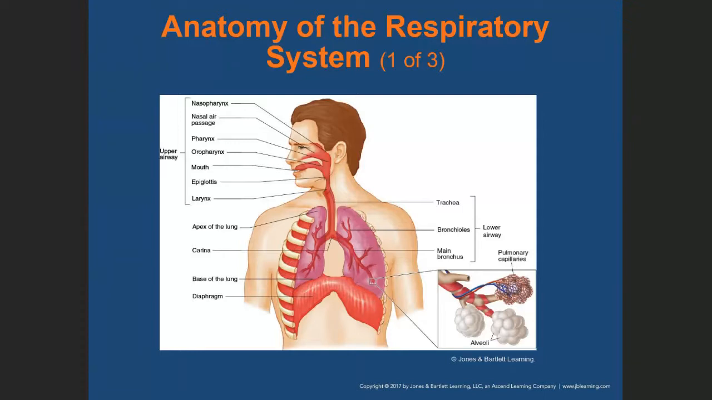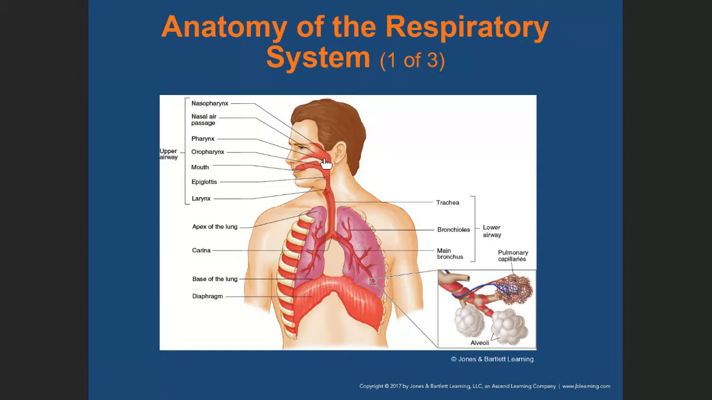The respiratory system is divided into the upper and lower airway. The upper airway consists of the nose, nasal passage, and nasopharynx, which is the posterior portion of the nose. You have the mouth, oral passage, and oropharynx, which is the posterior portion of the mouth. You have the larynx, where the glottic opening is located. Everything above the larynx is upper airway. Everything below the larynx is lower airway. The epiglottis is a leaf-shaped cartilaginous structure that is present to prevent anything that is not air from entering the trachea.